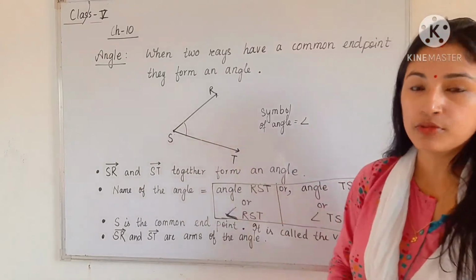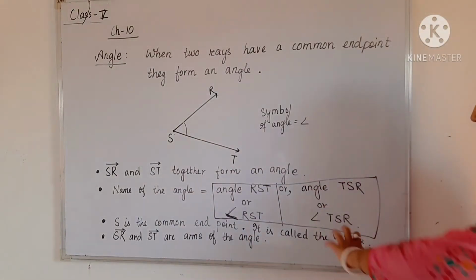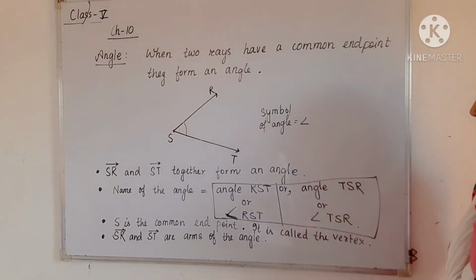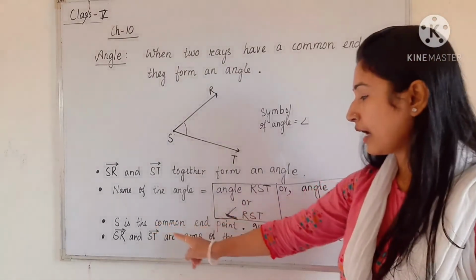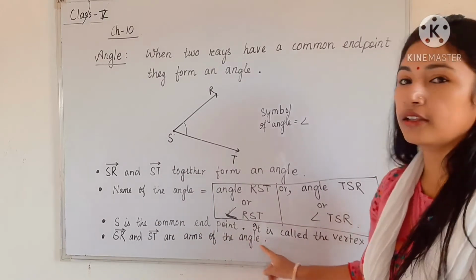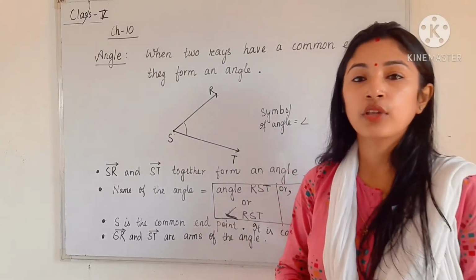Okay. Remember the names. These are new names you have to learn now. So next is, SR and ST are arms of the angle. They are also called arms of the angle.